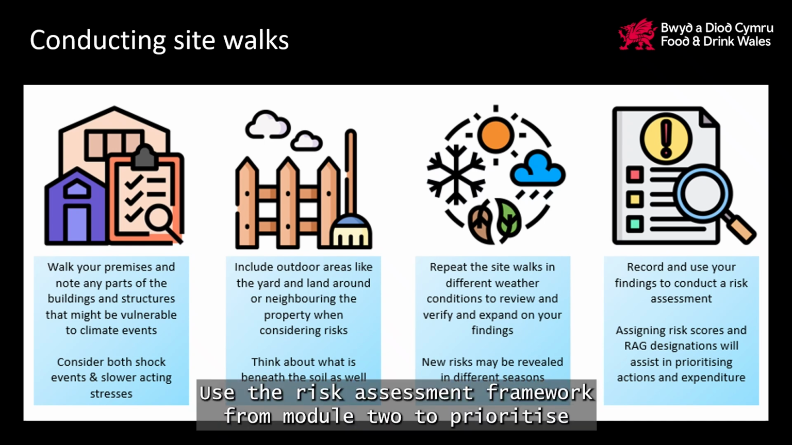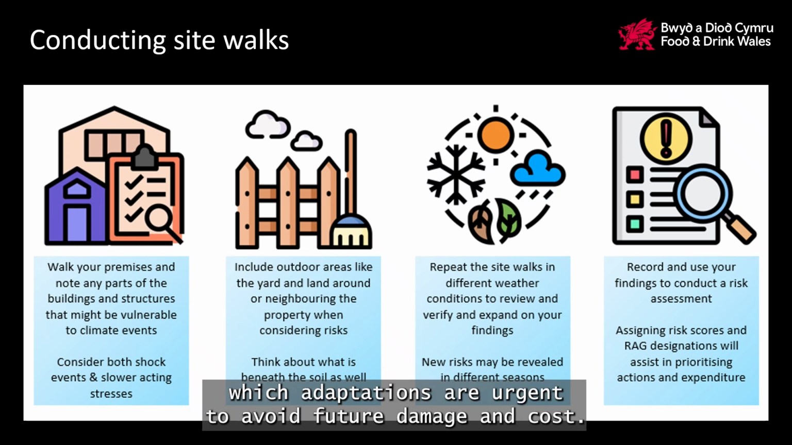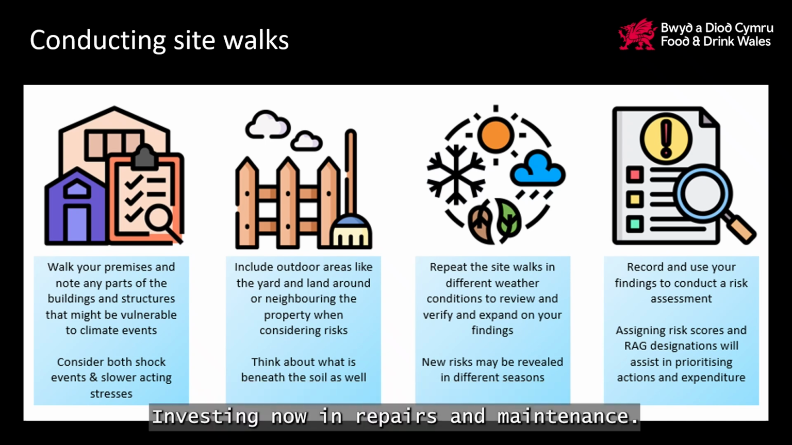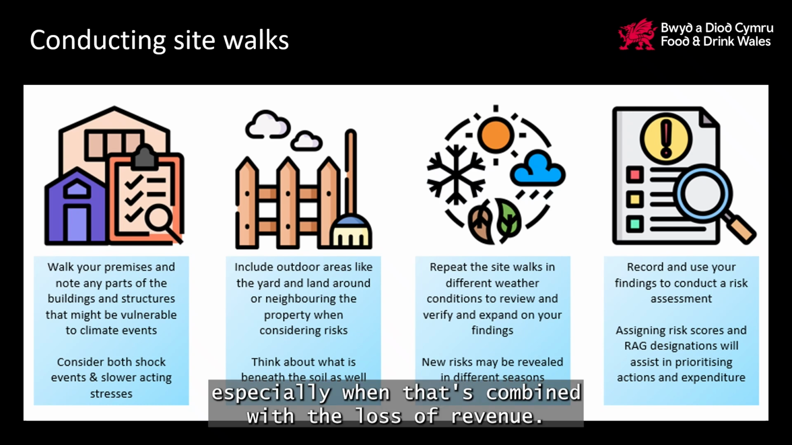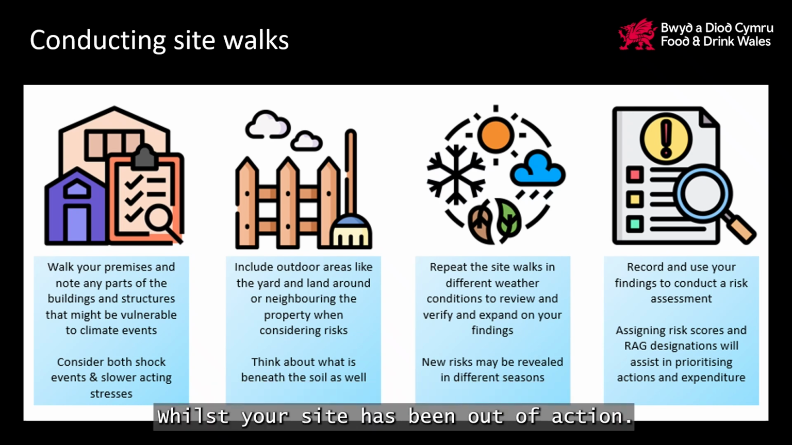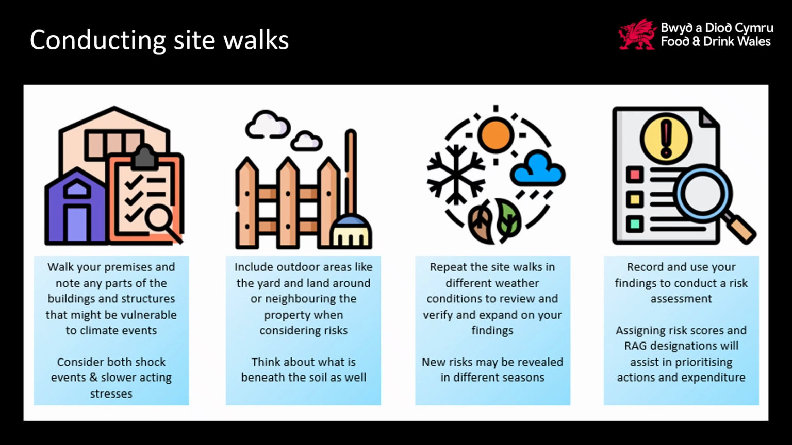Use the risk assessment framework from Module 2 to prioritise which adaptations are urgent to avoid future damage and cost. Investing now in repairs and maintenance is likely to be cheaper than repairing major storm or flood damage, especially when that's combined with the loss of revenue whilst your site has been out of action.